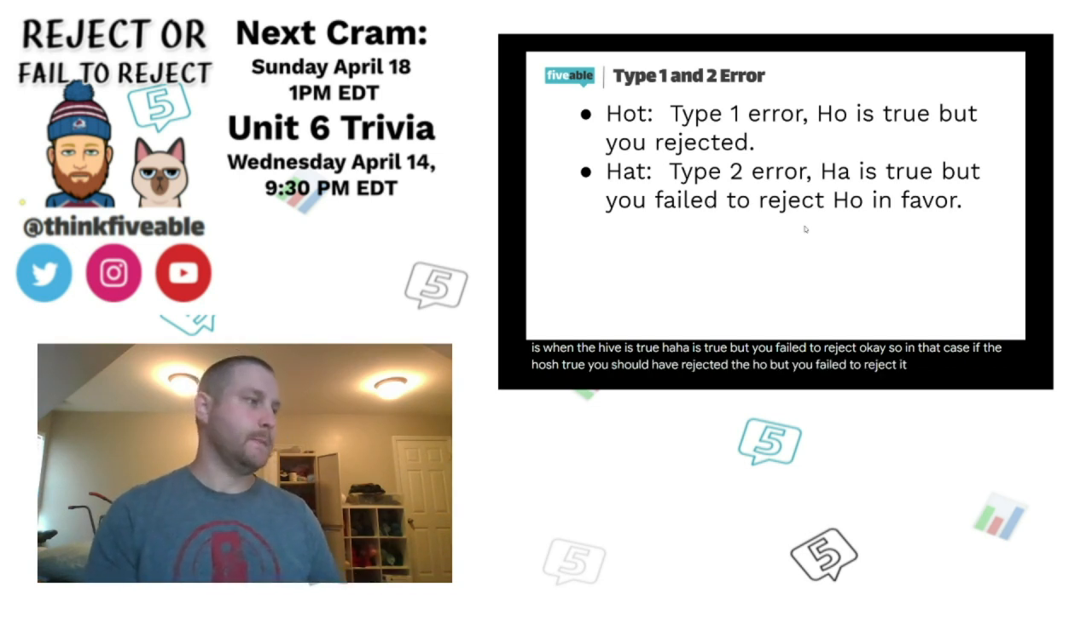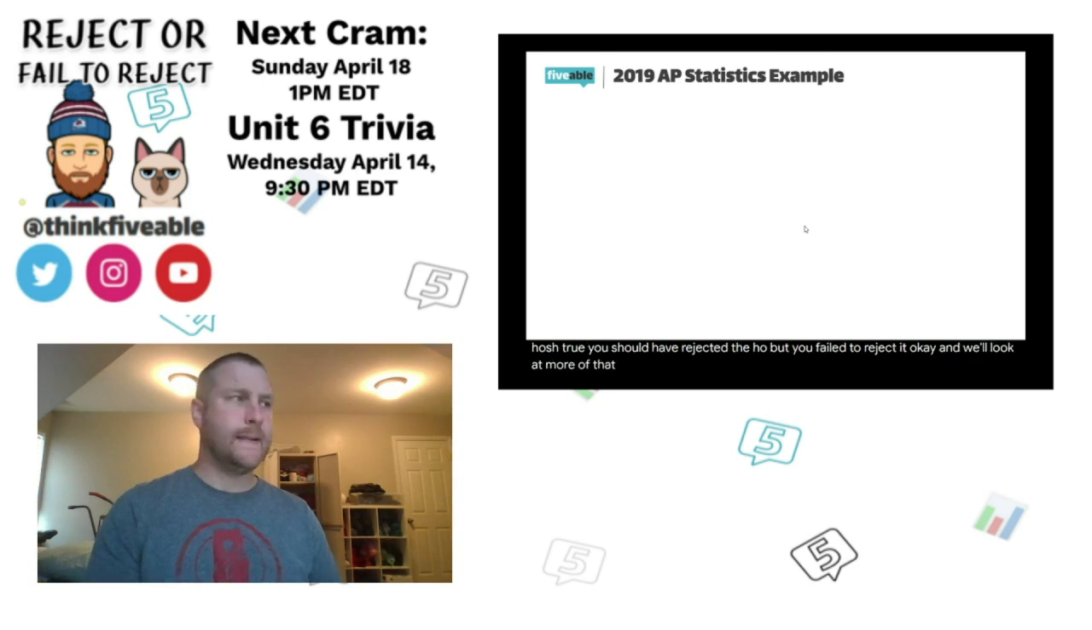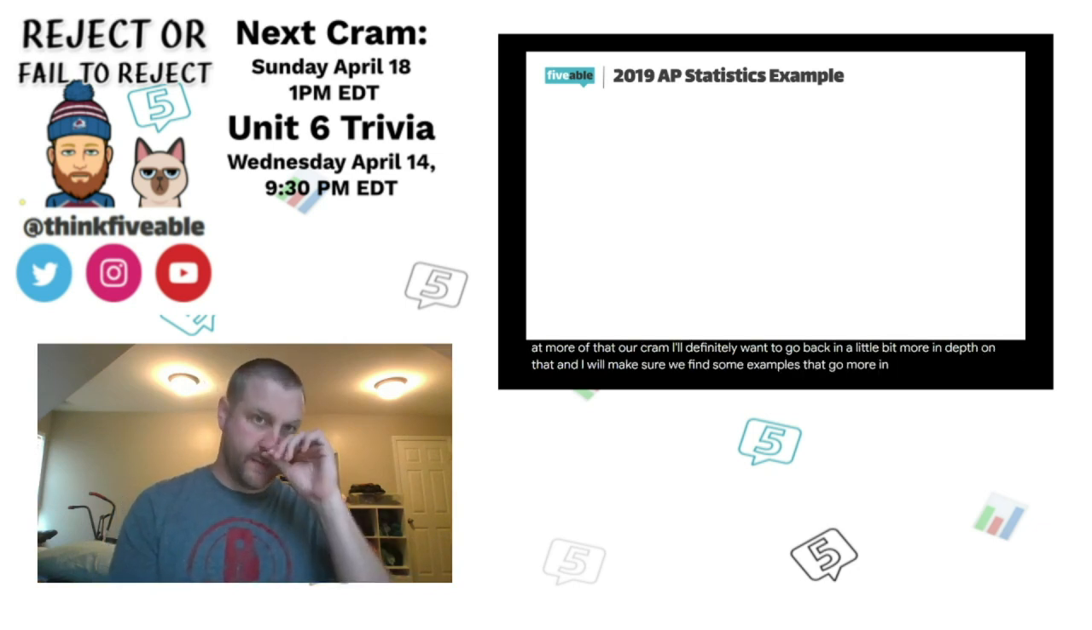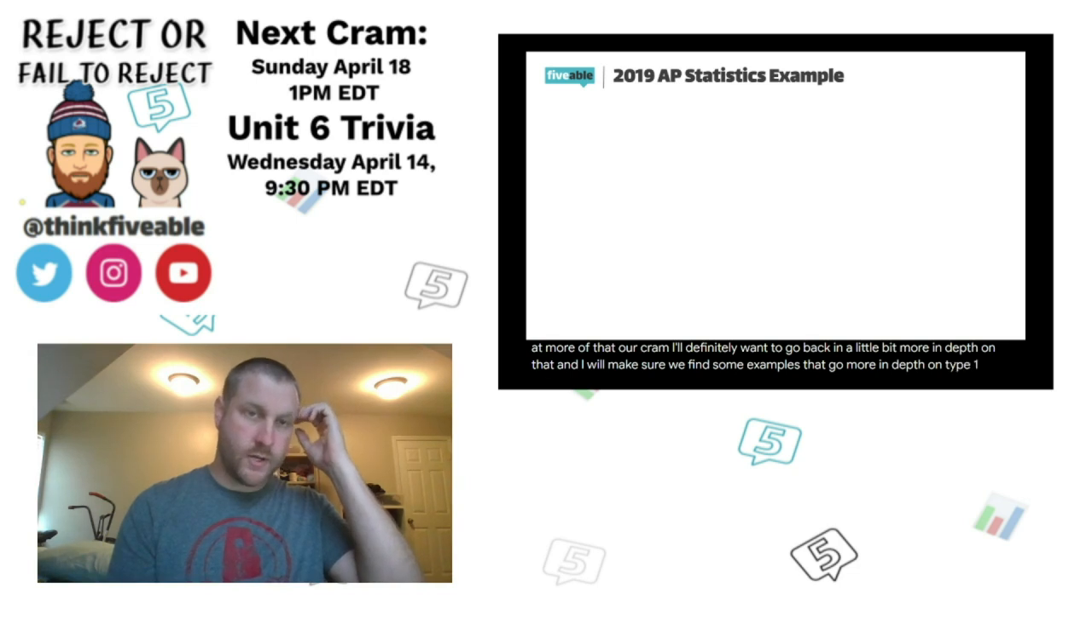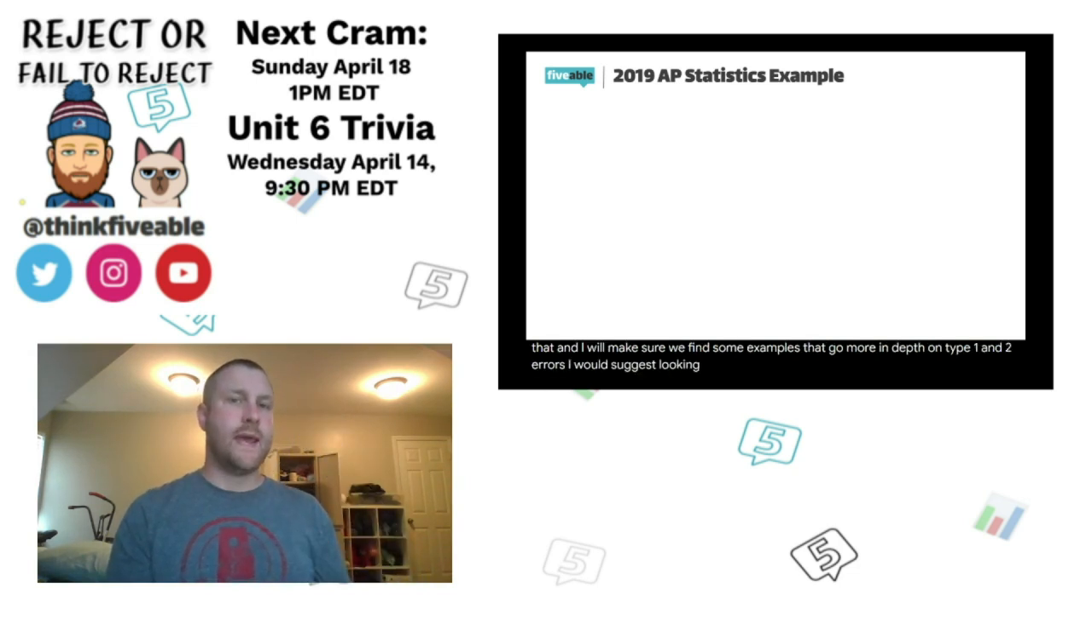In that case, if the Ha is true, you should have rejected the Ho, but you failed to reject it. And we'll look at more of that on the 5-hour cram. I'll definitely want to go back in a little bit more in depth on that, and I will make sure we find some examples that go more in depth on type 1 and 2 errors. I would suggest looking at the study guides from fiveable.me on type 1 and 2 errors and power. What's the probability of making a type 1 error, the probability of making a type 2 error, and how we can increase our power and decrease the odds of making an error.